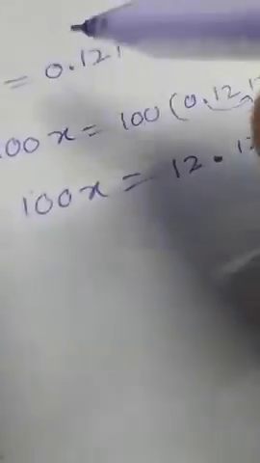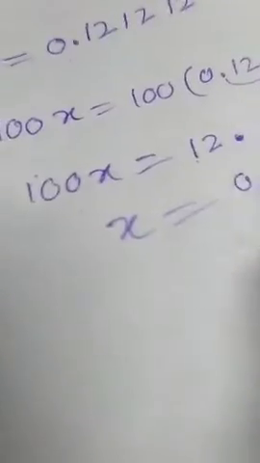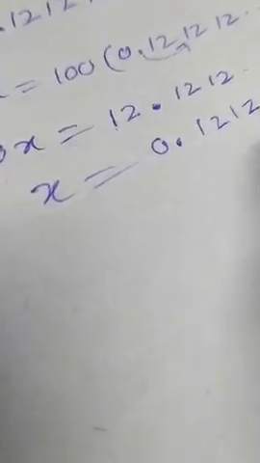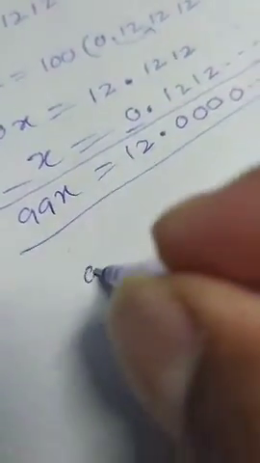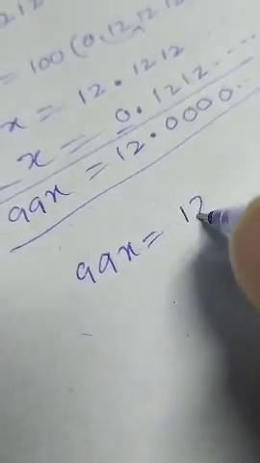Now after that, you write this below the equation. x is equal to 0.12, 12, 12. Already I said this decimal point should coincide. Now subtract. 2 minus 2, 0, 1 minus 1, 0, 2 minus 2, 0, 1 minus 1, 0, point. 12 minus 0, 12 is equal to 100x minus x, 99x. So what we got? 99x is equal to 12.